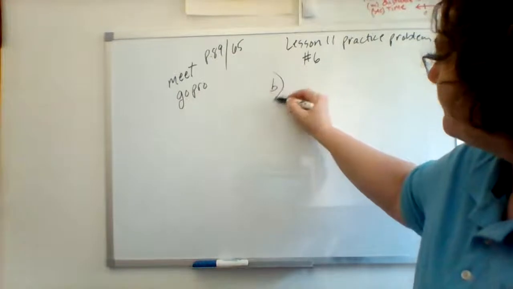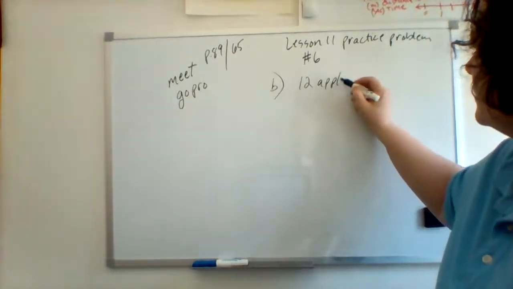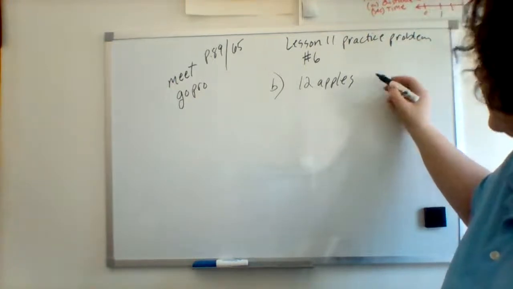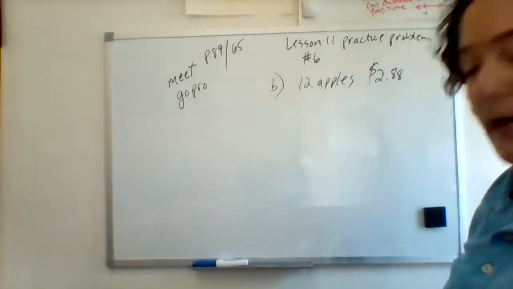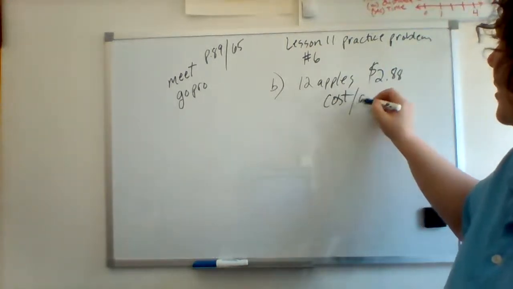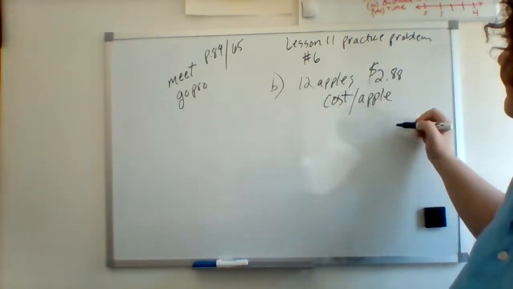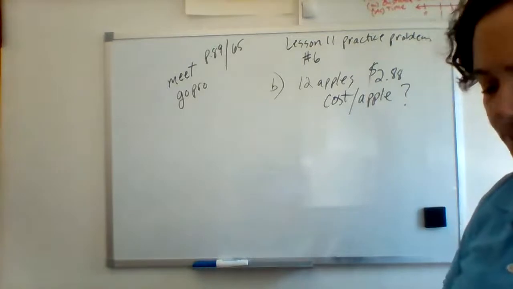Let's look at B. This time, we are looking at 12 apples costing $2.88. Again, they're looking for the cost per apple. Cost per apple, question mark. Okay, guys, what are we doing?